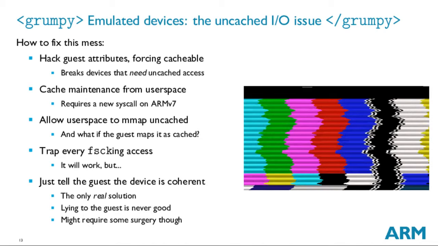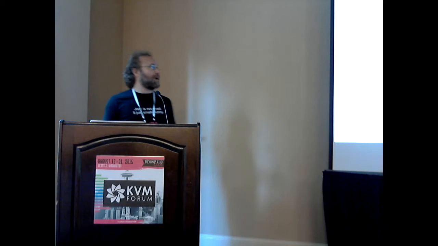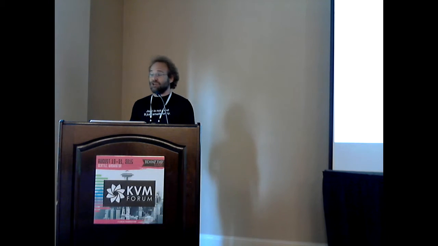So there are several ways to fix that. We've had all kinds of interesting solutions. One is to hack the guest attributes by forcing cacheable accesses. That would break stuff that actually needs uncached access, and there are a number of cases where doing an uncached access is required. You could try and do some cache maintenance from user space. It's not very nice, but why not? That would require a new syscall on v7 just to do that. Not really fond of the idea.